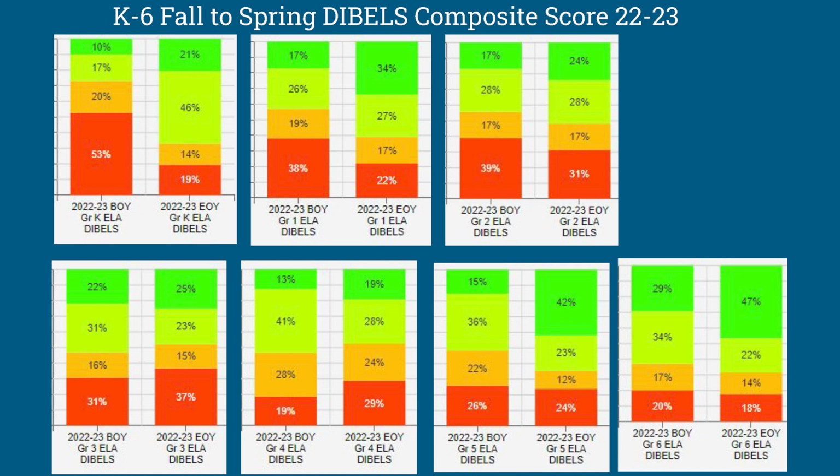The oral reading fluency for accuracy for them, though, went from 33% intensive to 7% intensive. So it was the one subtest area of word reading fluency that brought them down for the intensive. Same thing for fourth grade.